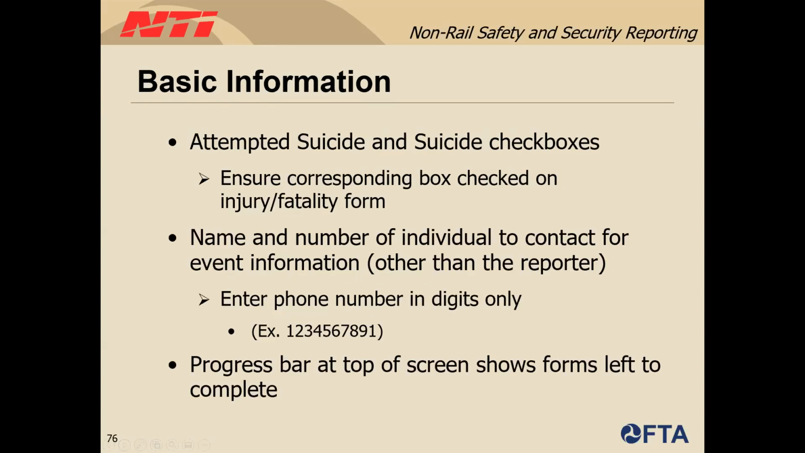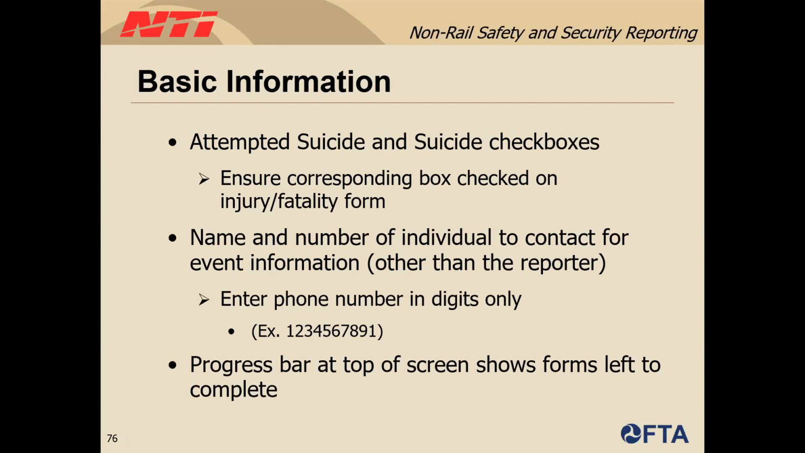The basic information section now includes attempted suicide and suicide checkboxes when the event type is a collision. This is corroborated by the same checkbox on the injury or fatality form. The last piece of this information is the name and phone number of someone to contact for additional information regarding the event. You do not need to enter the name of the person if they are the person reporting the event. When you enter a phone number, enter only the numbers and no parentheses or dots.